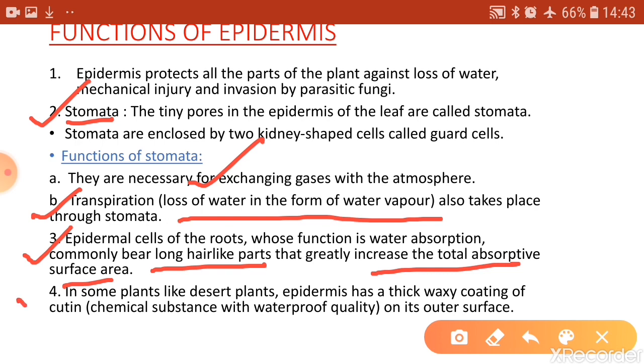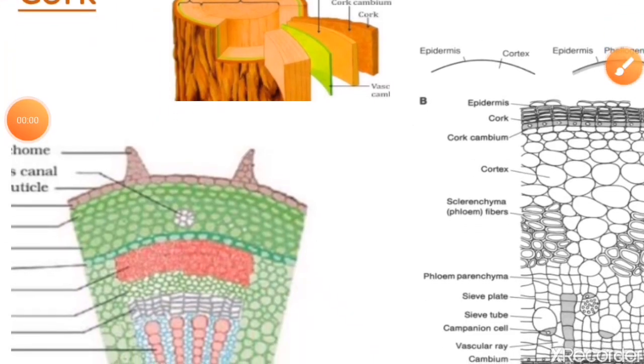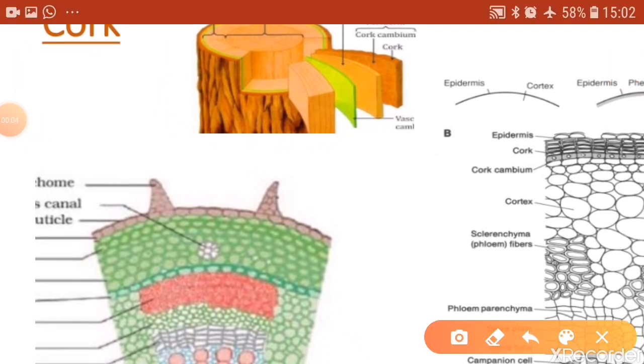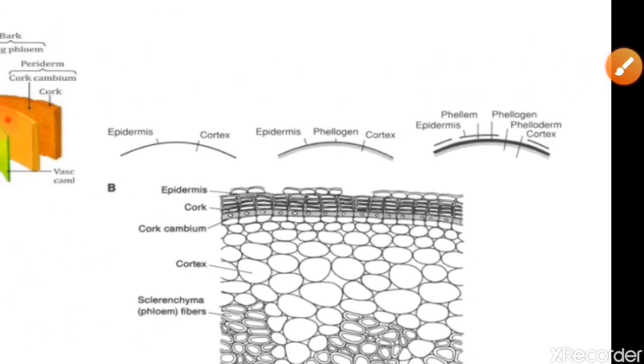And as in the beginning I told you, in some of the desert plants, the outer surface of the epidermis has a thick waxy coating, which is called cutin. Cutin is a waterproof material, and this prevents the loss of water. As the plant grows older, in the older stems and the roots, the epidermis gets replaced by another protective tissue which is called the cork. So let us study how this cork is formed.